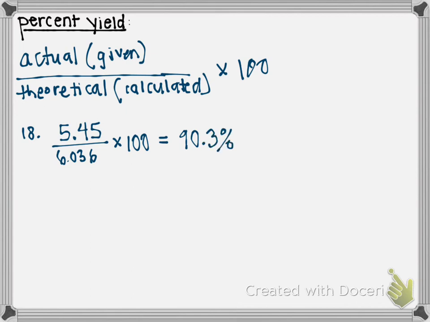And we know 100% would be a perfect experiment without any error. You should never get above 100%. You should always get something below 100%.